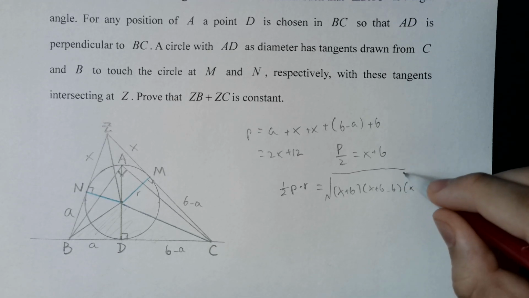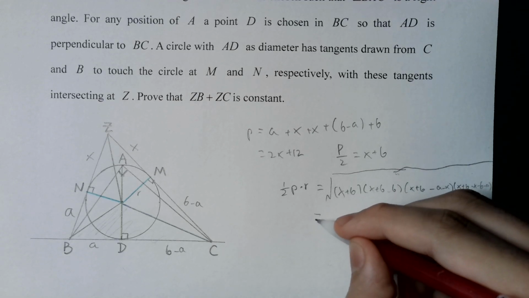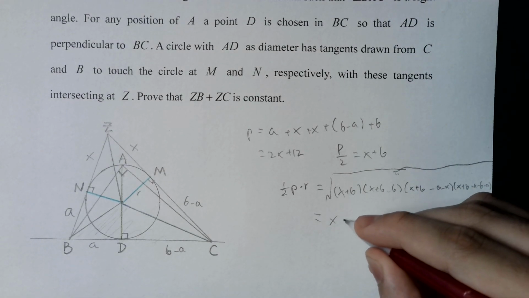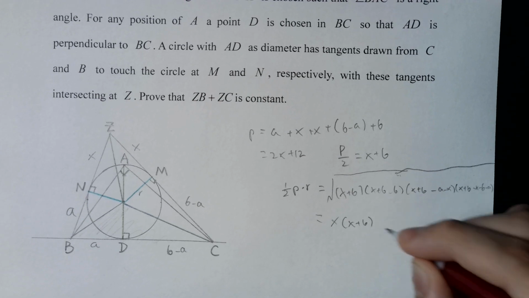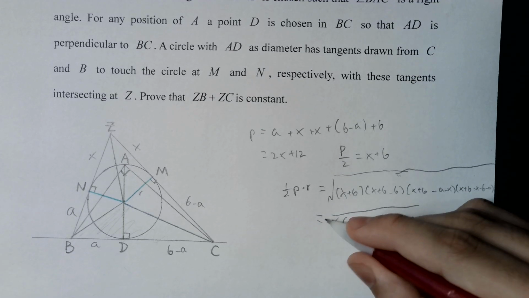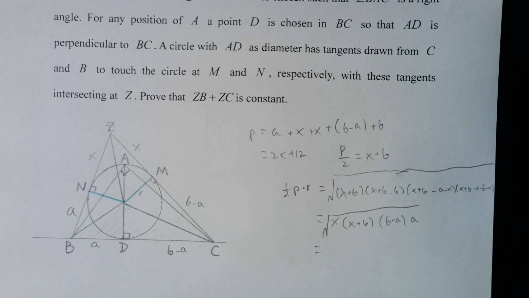It's getting pretty crowded there, and I have to extend this. And luckily, we could obviously just shorten this up and expand it and simplify it. So x plus 6 and 6 minus a, then multiply by a again, and we're going to put another square root over it. And you can finally solve for r.